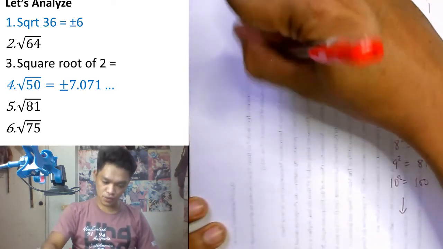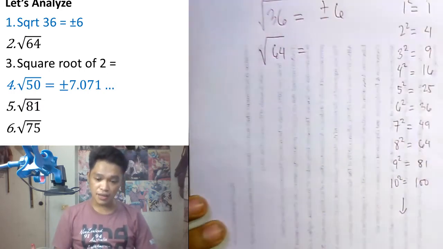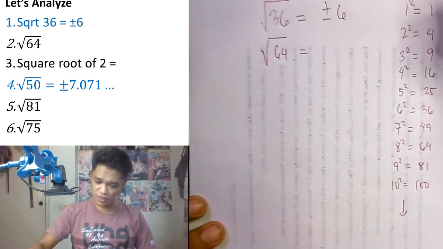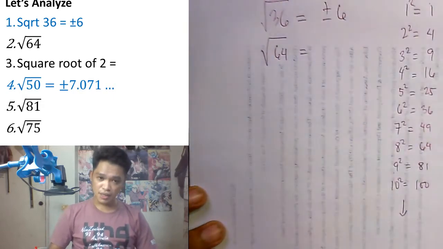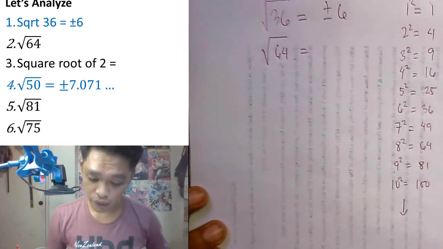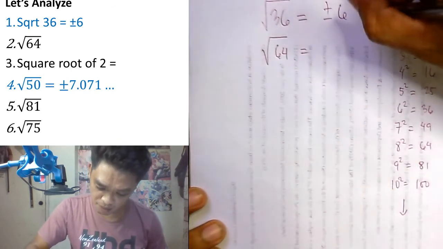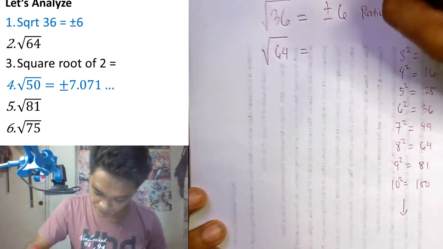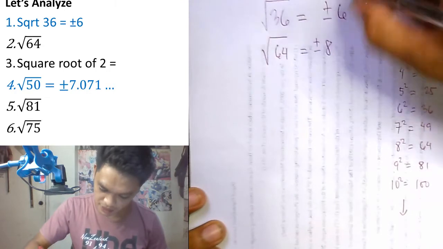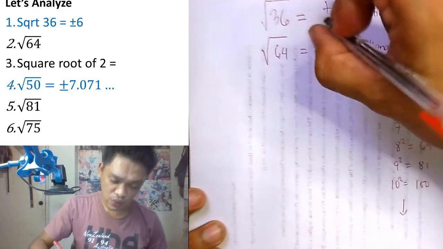Next, number 2, the square root of 64. Before we proceed, this 6 is a fraction. How do we know? A fraction is a over b, and 6 has a numerator 6 and an invisible denominator 1. So this is 6 over 1, an example of a rational number. Next, the square root of 64 is plus or minus 8, and this is also a rational number, 8 over 1.